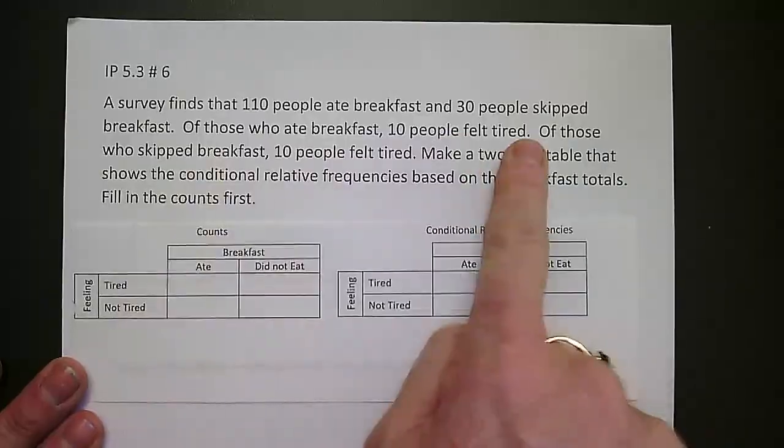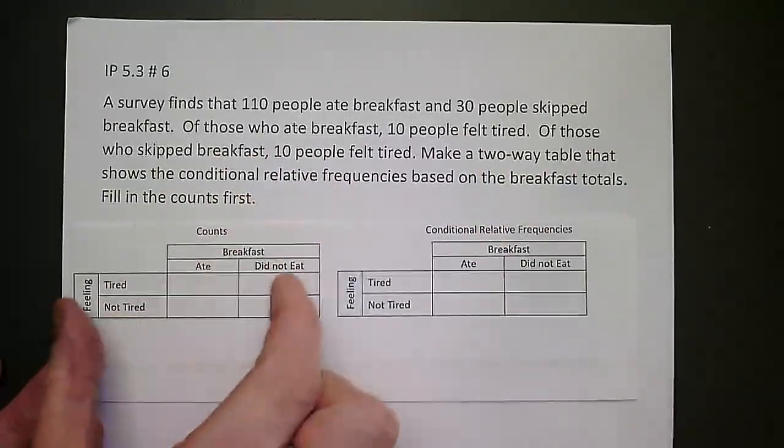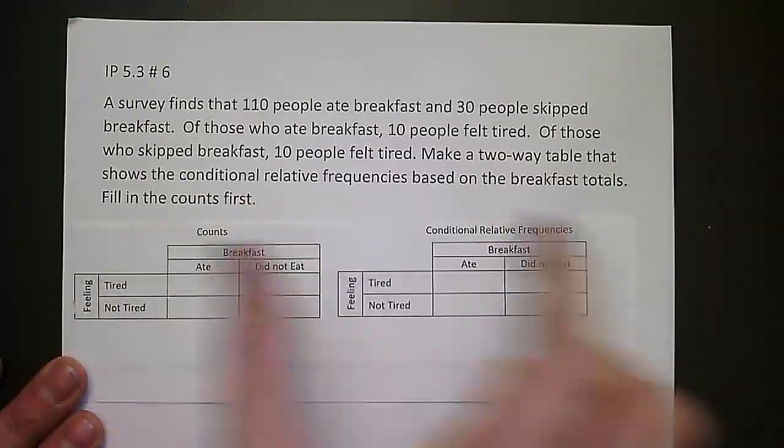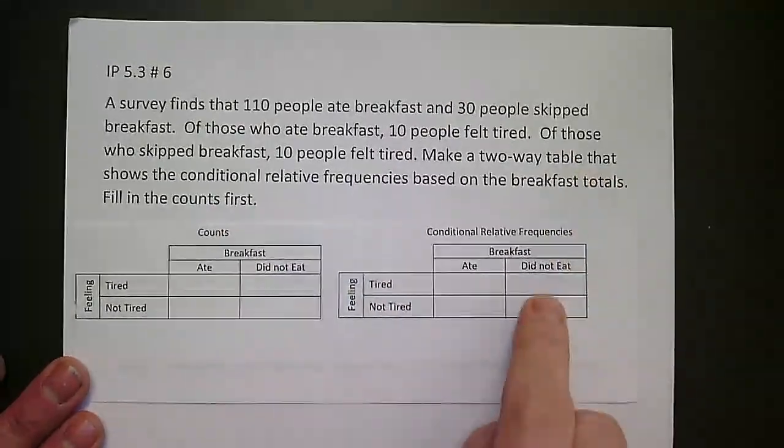Of those who ate breakfast, 10 felt tired. Of those who skipped breakfast, 10 felt tired. Make a two-way table. Here, this one will be on counts. And then a two-way table that shows the conditional relative frequencies based on the breakfast totals. That's a mouthful. That's the trickier one that's here.